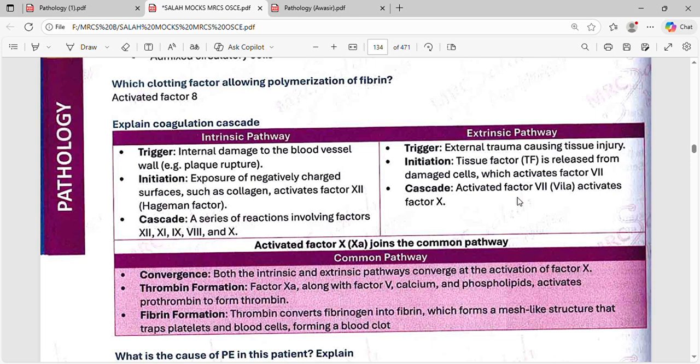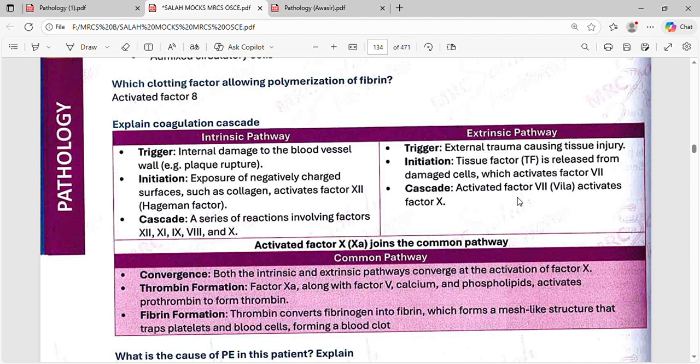So here we can discuss the coagulation pathways. There are two main types of pathways, the intrinsic pathway and the extrinsic pathway, and sometimes we call it the common pathway. So what is the difference between them?